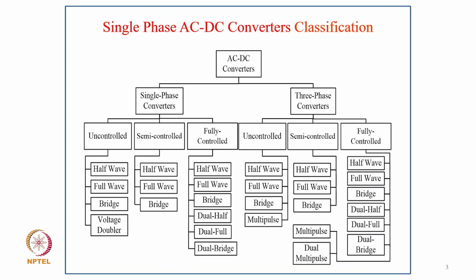Then in three phase also we have uncontrolled, semi-controlled, and fully controlled. In uncontrolled we have half wave, full wave bridge, and multiple. In semi-controlled we have half wave and full wave bridge. In the fully controlled converter we have half wave, full wave bridge, dual half, dual full, and dual bridge. And we have multiples and dual multiples converters.